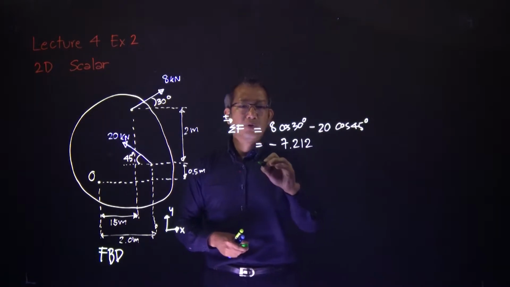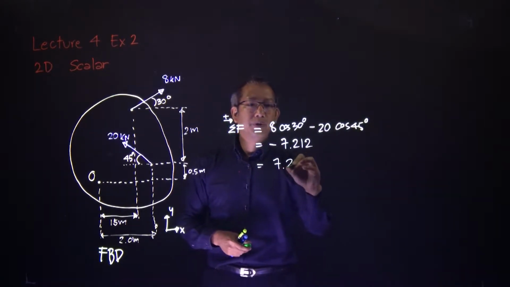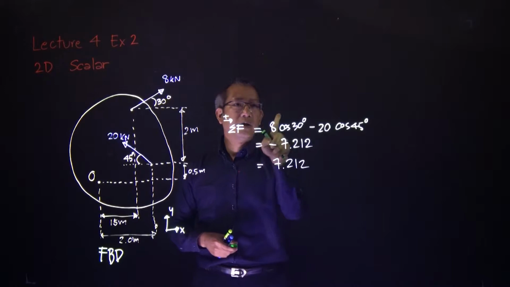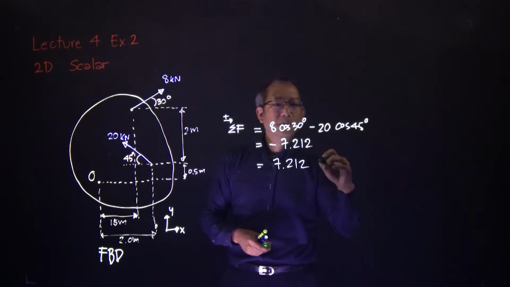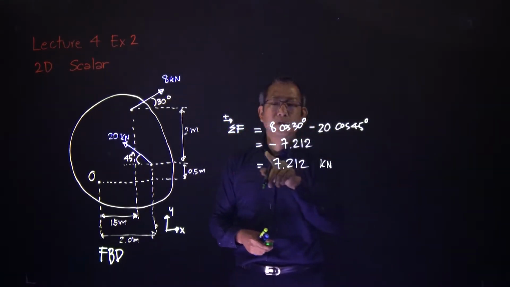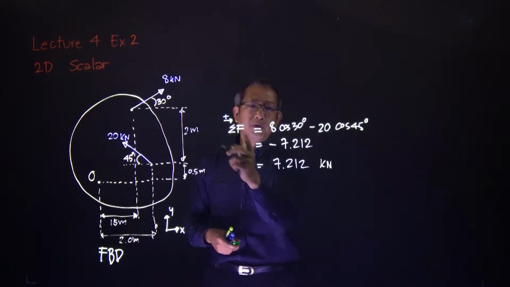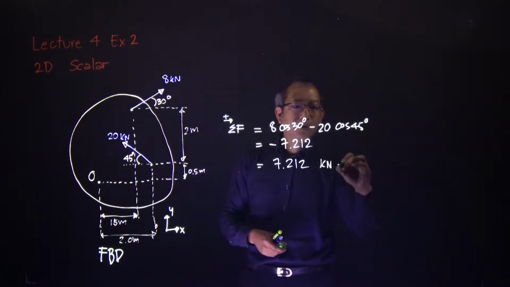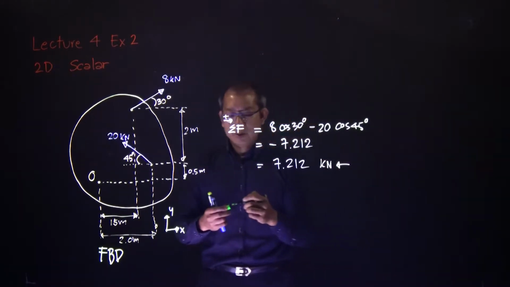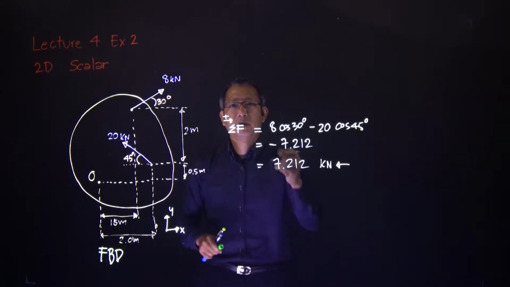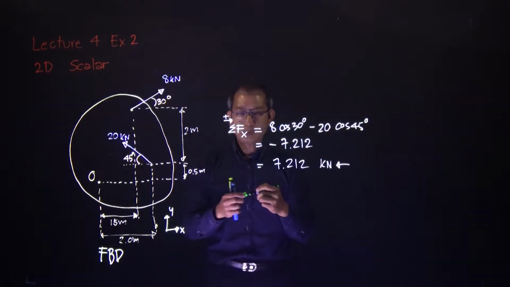That one all combined becomes minus 7.212, which actually means 7.212 kilonewton. To the right hand side positive, this is negative, therefore to the left hand side. So that's our first equation, sigma Fx.